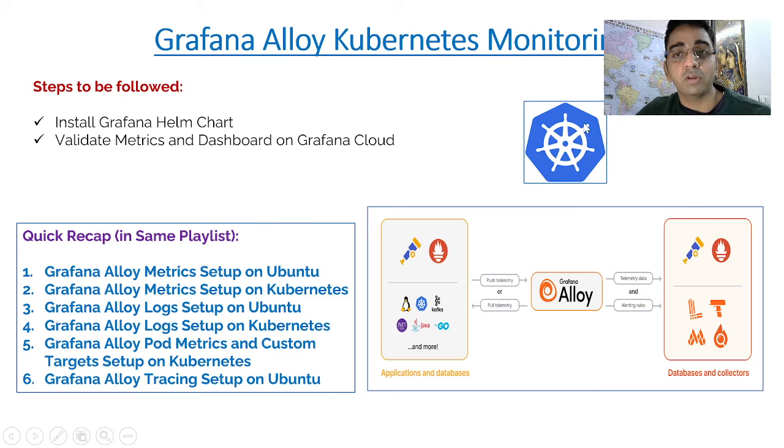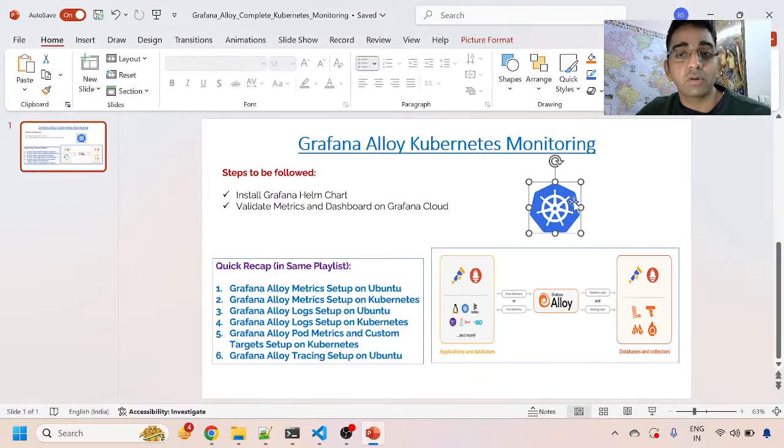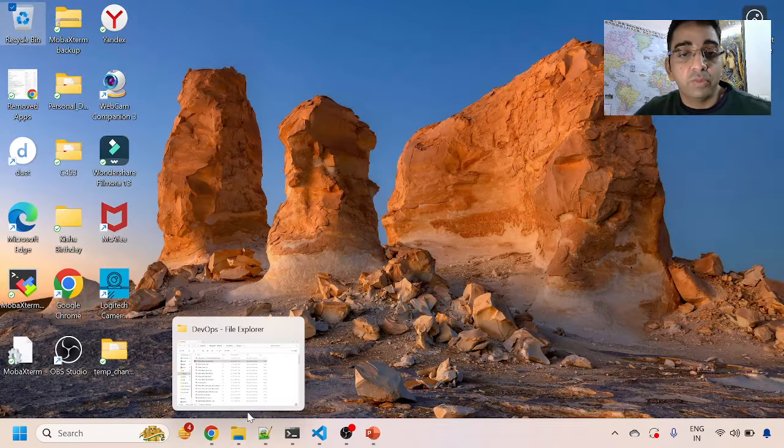So I have a Kubernetes cluster. I want to monitor this cluster with the help of a single Helm chart. I don't need to worry about other Helm charts like node exporter and application configuration and so on. So let's see how we can do this pretty easily with the help of Grafana Cloud.